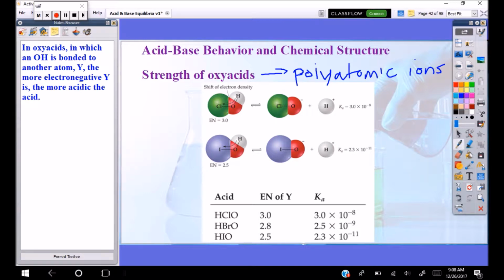So chlorine has a greater electronegativity than iodine, so you can see that even though their structure is basically the same, the electron density is shifted more to this region over here, more to the chlorine, leaving this H more readily available to protonate or ionize in that regard. Whereas iodine, even though it's a larger atom, is not as electronegative, so there's still a shift in electron density, but it's not as great in comparison to chlorine.